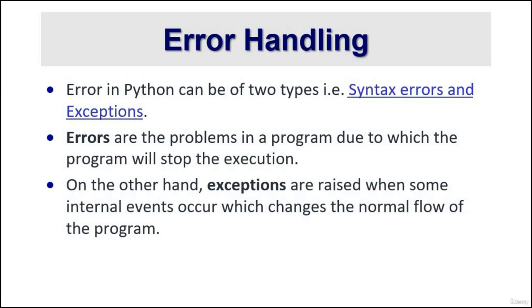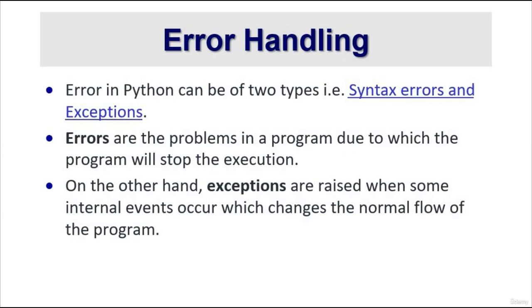So errors in Python can be of two types: the syntax error and the exceptions. Errors are the problems in a program due to which the program will stop execution. On the other hand, exceptions are raised when some internal events occur which change the normal flow of the program. So this is the basic difference between the error and exception. Error will simply stop the execution of the program, and exception will simply change the normal flow of the program.